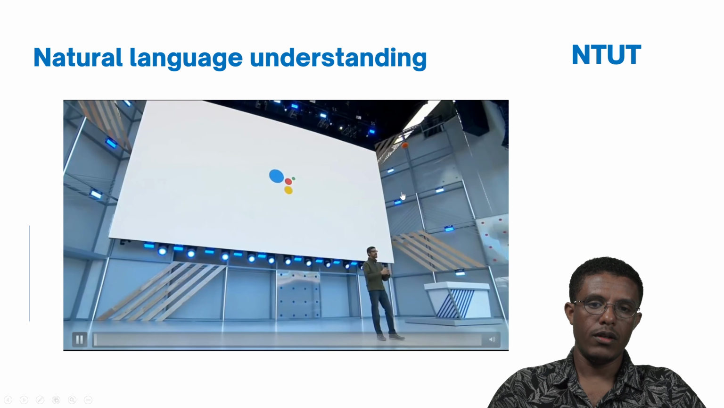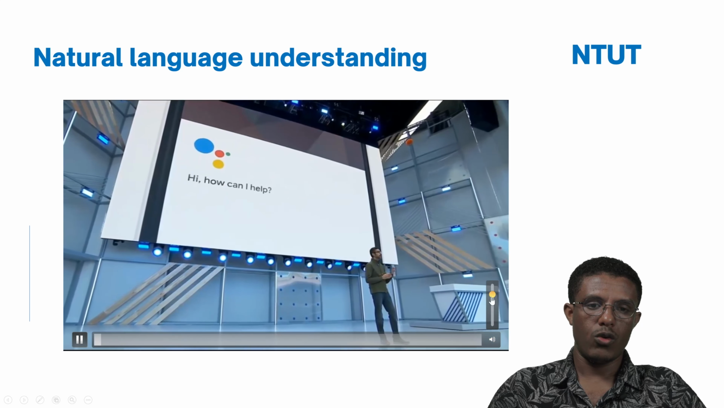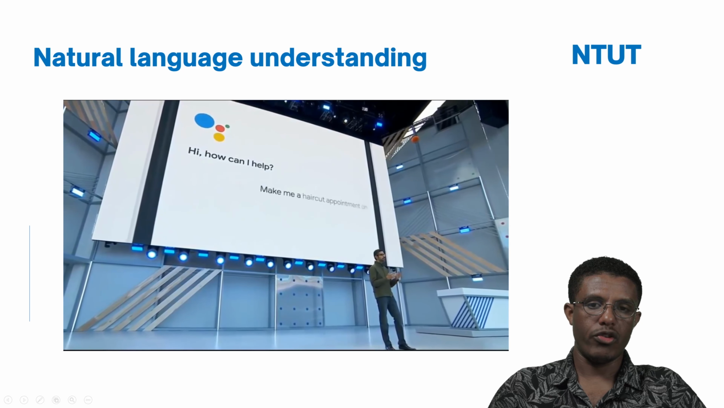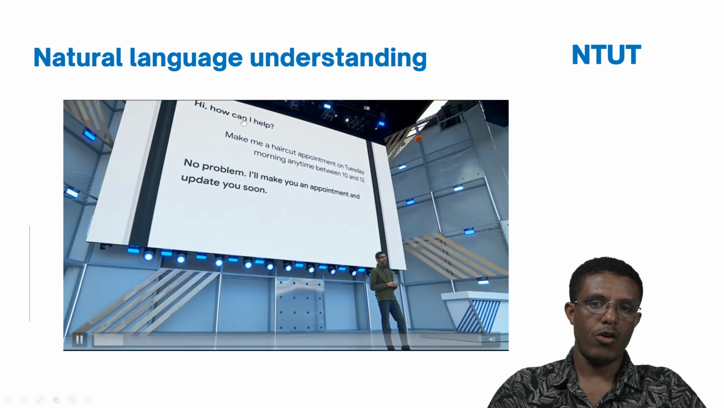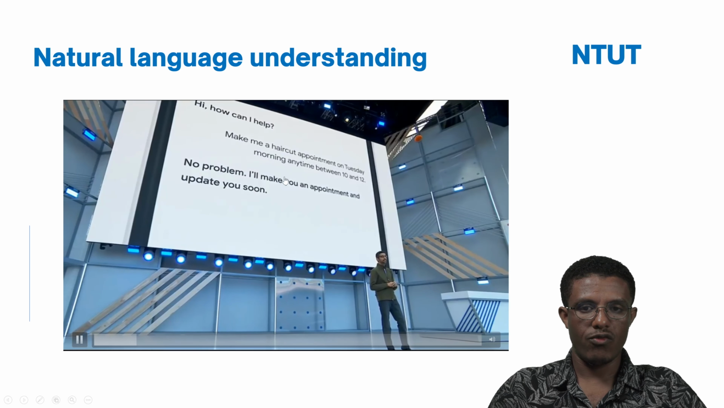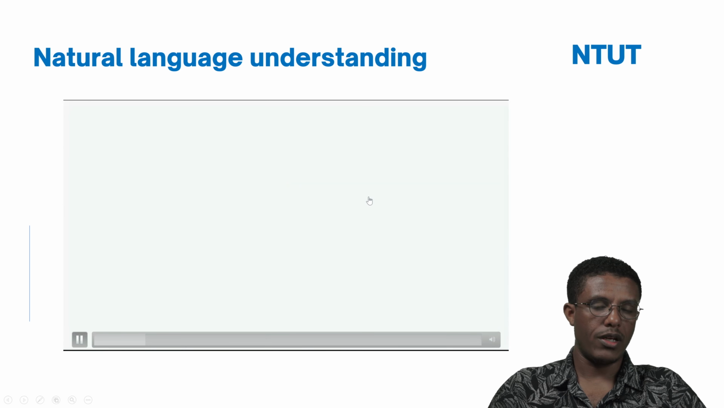Let's say you want to ask Google to make you a haircut appointment on Tuesday between 10 and noon. What happens is the Google Assistant makes the call seamlessly in the background for you. What you're going to hear is the Google Assistant actually calling a real salon to schedule the appointment for you. Let's listen.